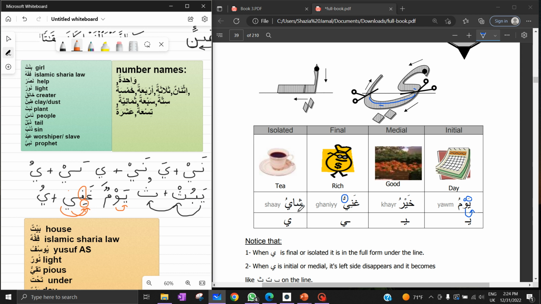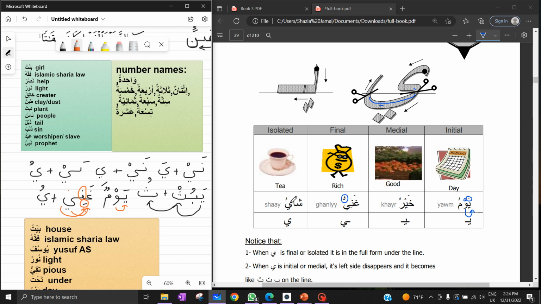The next letter is Shai. Shai means tea. Ghani means rich. Khair, good, means anything good. Shai means tea. Now, Shai is written with sheen and long vowel alif and ya.